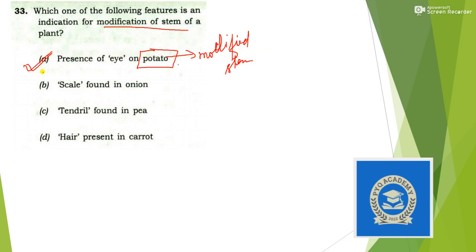Scale found in onion, this is not an example of modified stem, neither is tendril found in pea, nor the presence of hair present in carrot roots. Okay, so answer is option A.